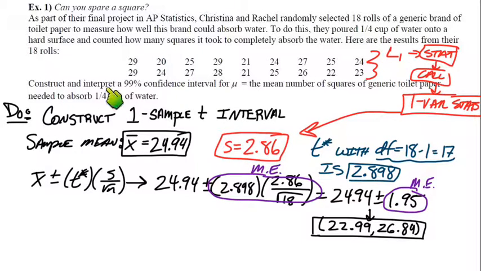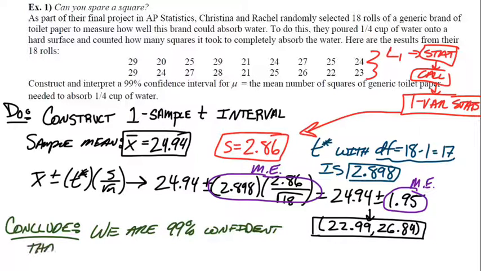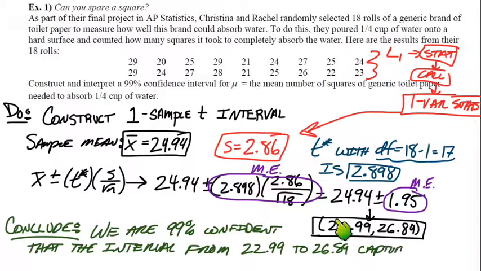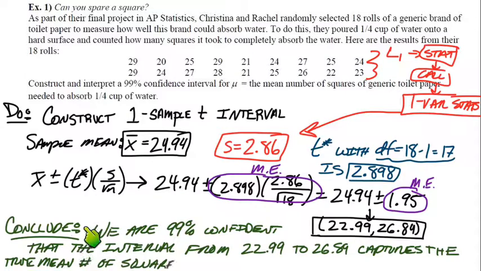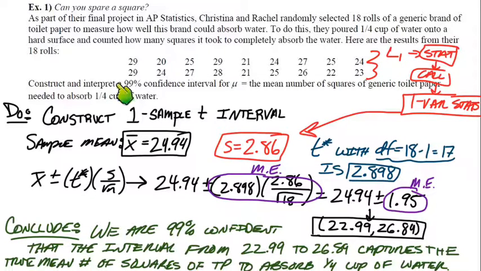And the interpret piece in the directions, we're really going to cover that in our conclude step. So the last step here would be conclude. Hopefully we're pros at this by now. We are 99% confident that the interval from 22.99 to 26.89 captures the true mean number of squares of TP to absorb a quarter cup of water. So that interpret piece is done. We always do that with the conclude step, our final step in the 4-step process.